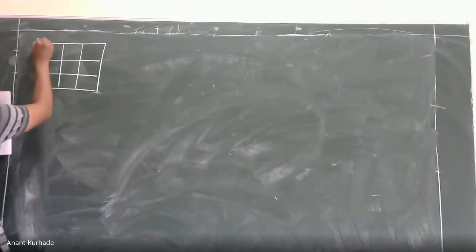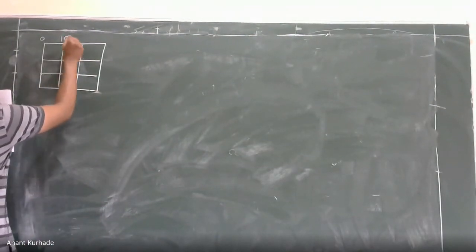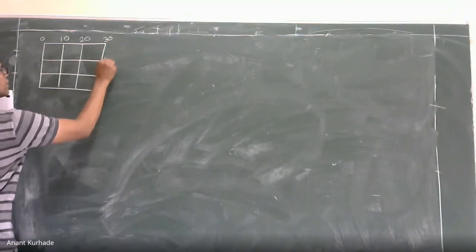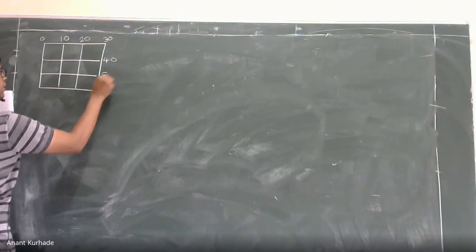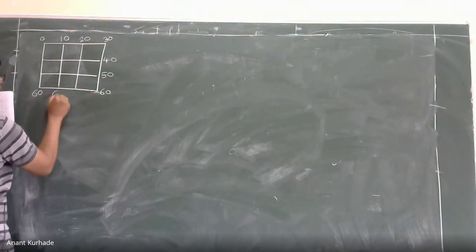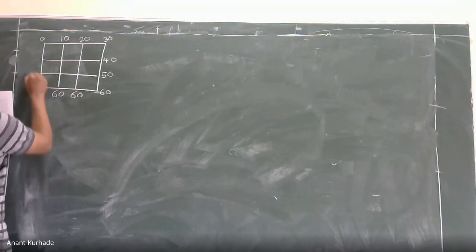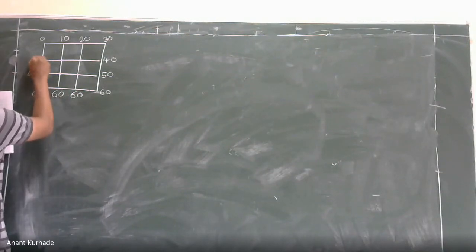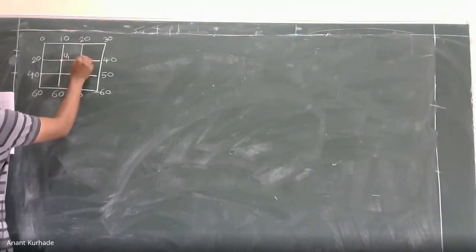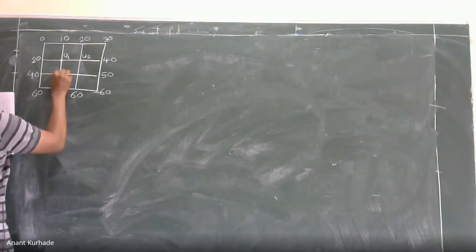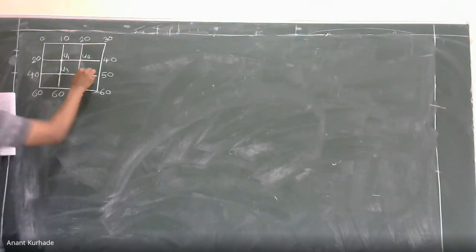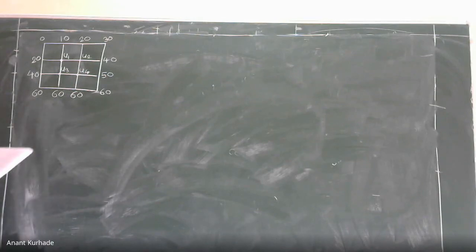Now see the values: 0, 10, 20, 30, 40, 50, 60, then 60, 40, and 20, and here we have U1, U2, U3, U4.